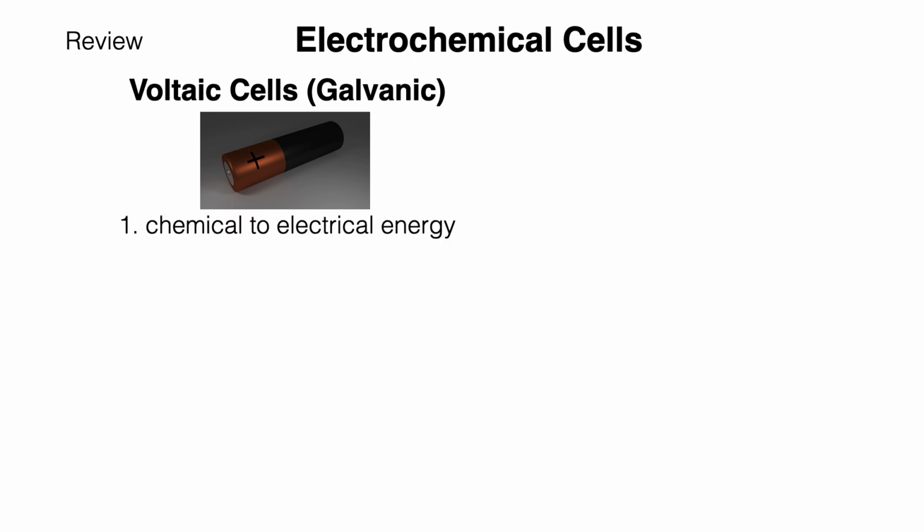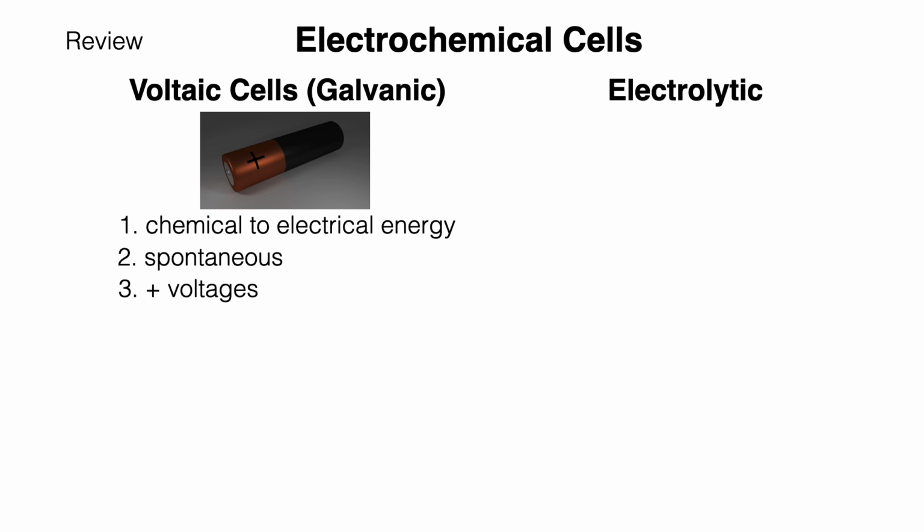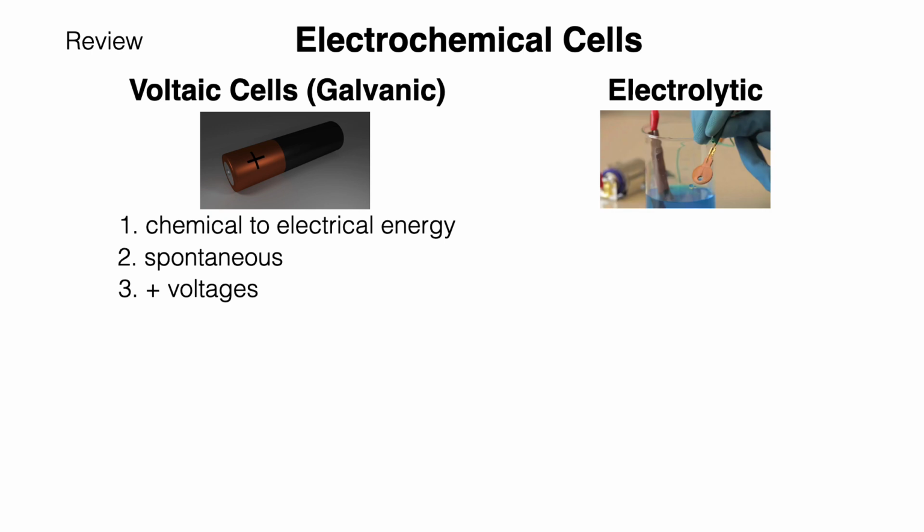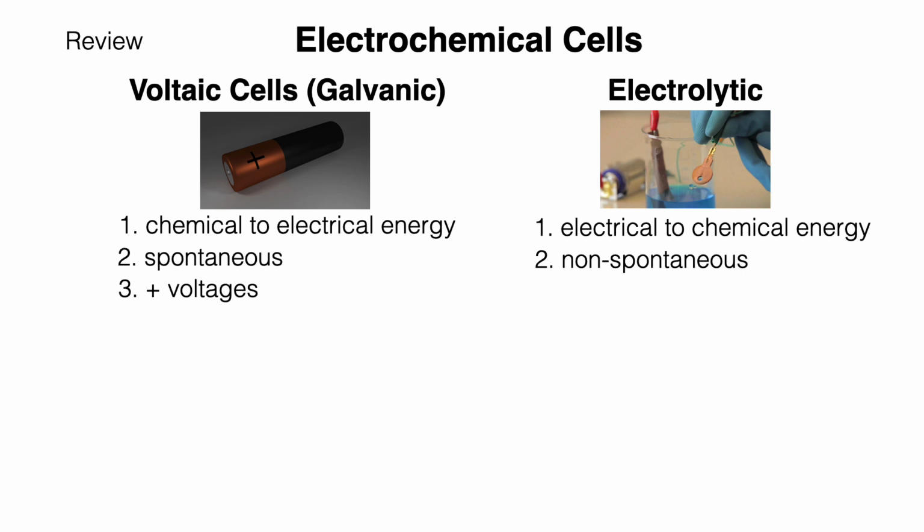We learned that in a voltaic cell, chemical energy is converted to electrical energy. These have spontaneous reactions and positive voltages. Now, today we're going to learn about electrolytic cells, which are the exact opposite. We go from electrical energy to chemical energy, which means we require electricity. These don't make electricity. We got to plug this into the wall and use electricity to make chemicals. They're non-spontaneous reactions and they have negative voltages.